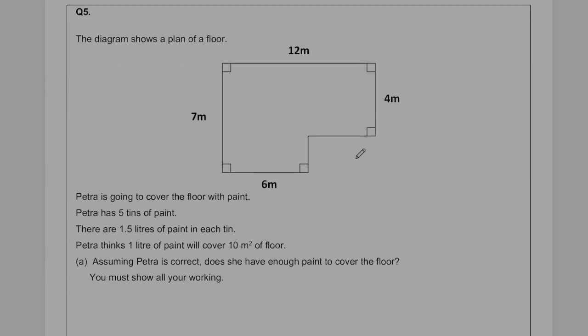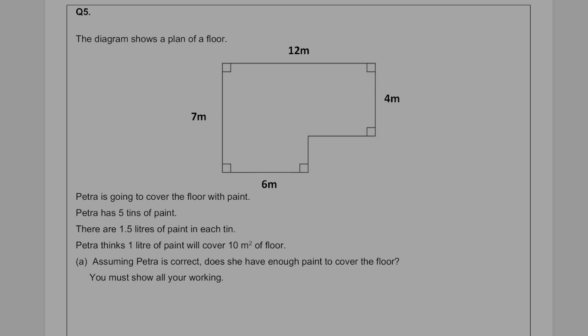Question 5. The diagram shows the plan of a floor. Petra is going to cover the floor with paint. She has 5 litres of paint. There are 1.5 litres of paint in each tin. Petra thinks that 1 litre will cover 10 metres squared of the floor. Assuming she is correct, does she have enough?